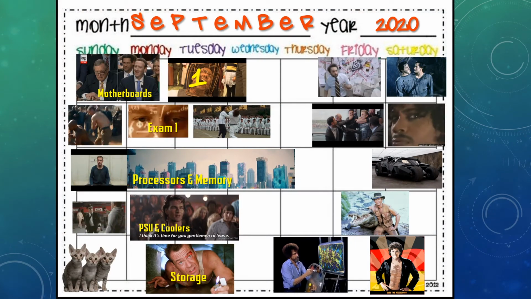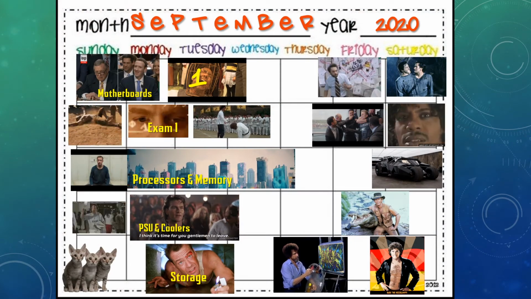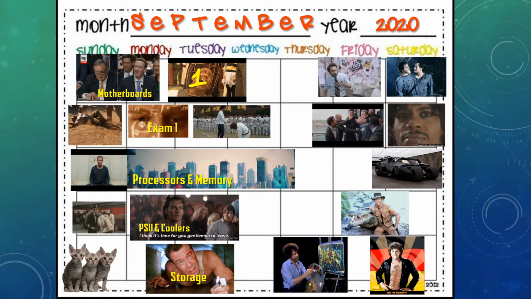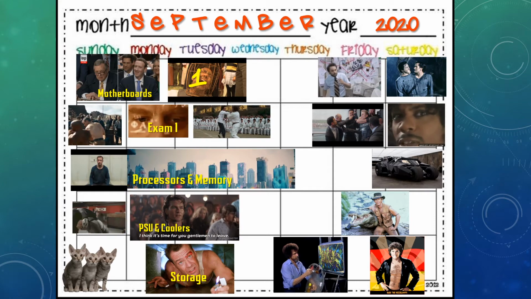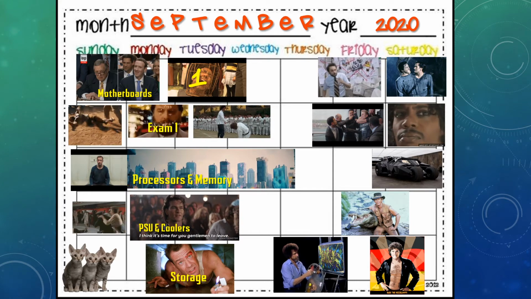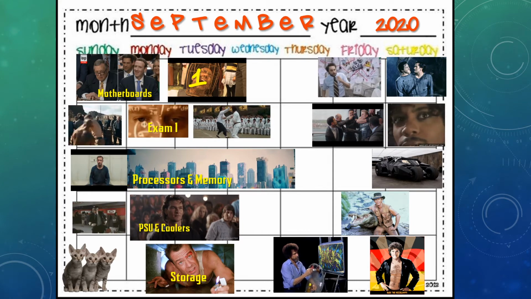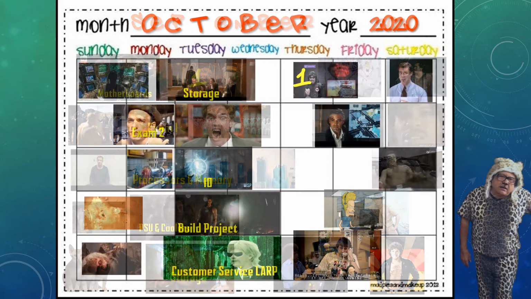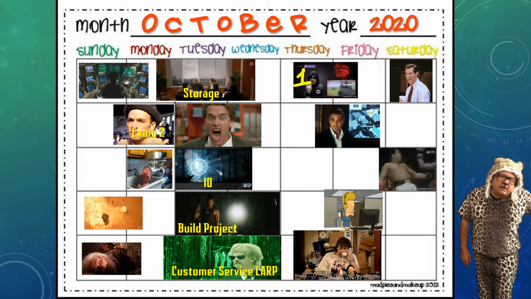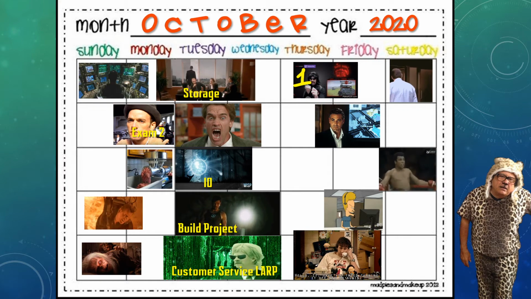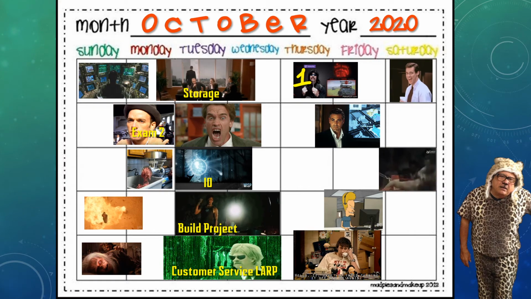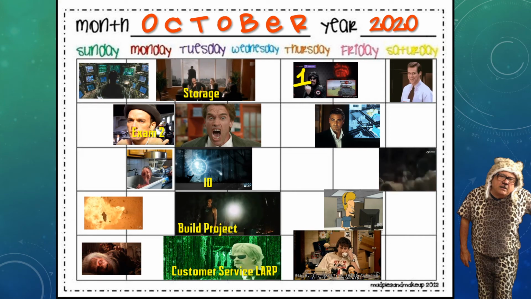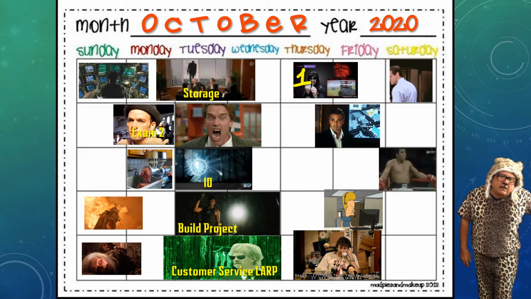For our calendar, you guys have had exam 1. We're going to go processors and memory this week. Next week, we're going to do power supplies and coolers. The week after that, we do storage. And then we'll take a test on processors, PSUs, and storage. Okay? Then after that, it's exam 2. After exam 2, we do I/O, which is, of course, input-output. And then we do a little build project, and we do a little customer service LARP role-playing. It's pretty wild.